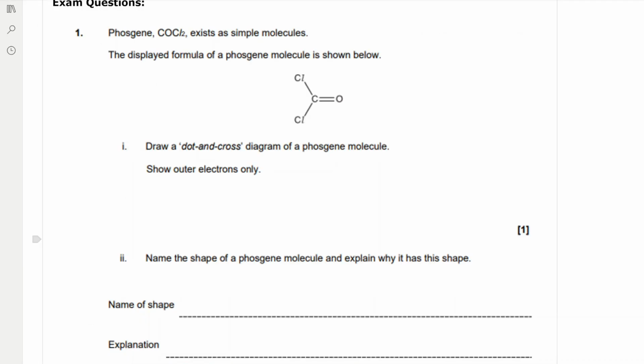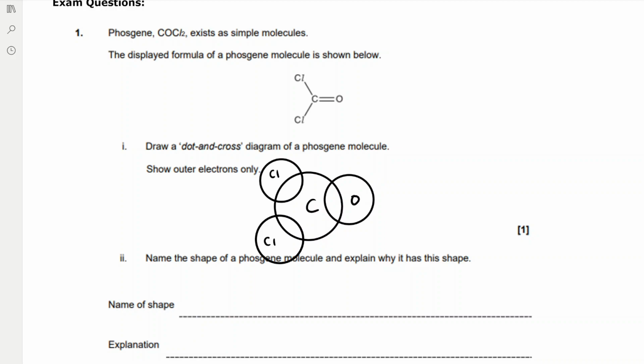So we've got some exam questions to go through. Phosgene, COCl2, exists as simple molecules. The displayed formula of a phosgene molecule is shown below. Draw a dot and cross diagram of a phosgene molecule. Show outer electrons. So we can see that we have two single bonds between the carbon and chlorine atoms and one double bond. So we need to account for that when we're drawing our dot and cross diagram.